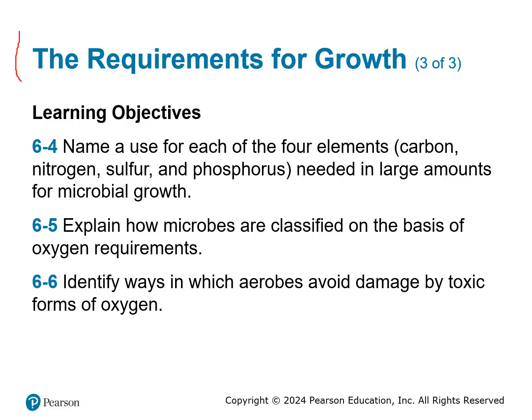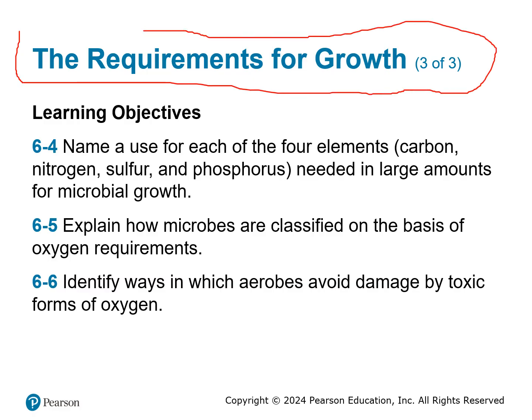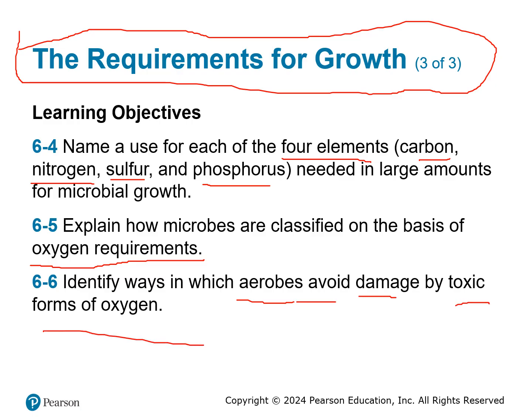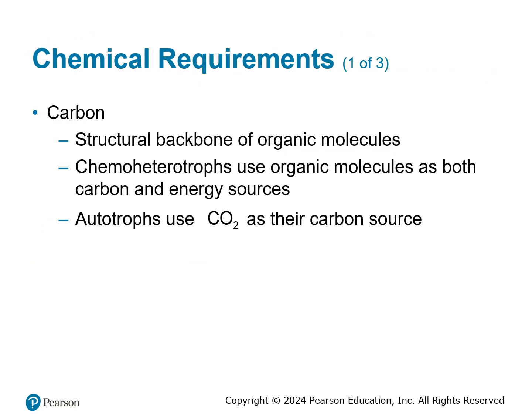Okay, so requirements for growth. What do microbes need to grow? They need the four main elements: carbon, nitrogen, those should look familiar, sulfur, and phosphorus. How do microbes grow? On the basis of oxygen requirements, and identify ways in which aerobes avoid damage by toxic forms of oxygen. Okay, so how does that work?